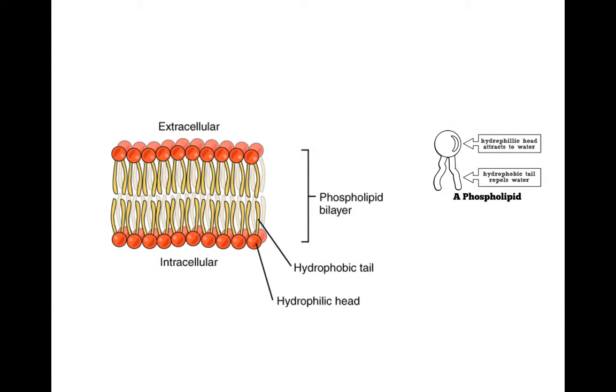So we also say that the head is hydrophilic, which means that it loves water, and then the tail is hydrophobic, phobic meaning afraid. It's afraid of water. So here you see the phospholipids sticking together by their tails. Extra means outside of the cell, extracellular, and intracellular means inside of the cell. Their tails stick together because they repel water, and it creates this nice barrier between the inside of the cell and the outside of the cell.